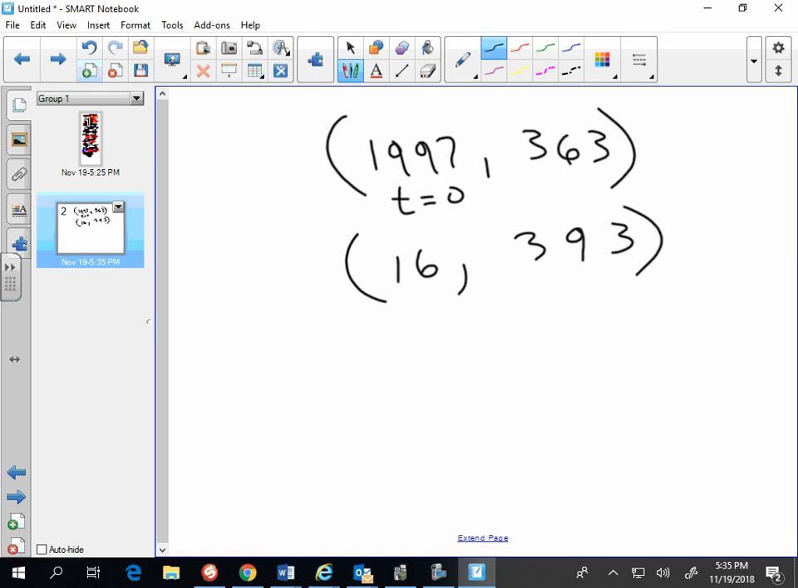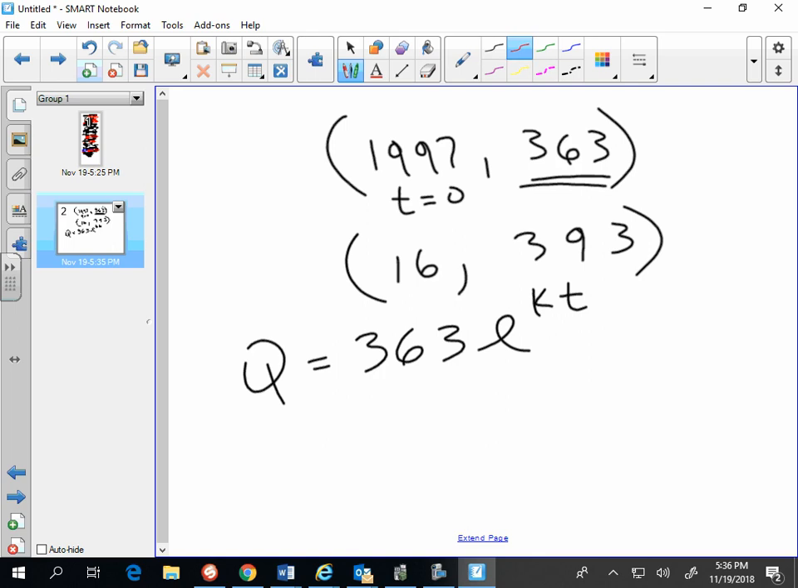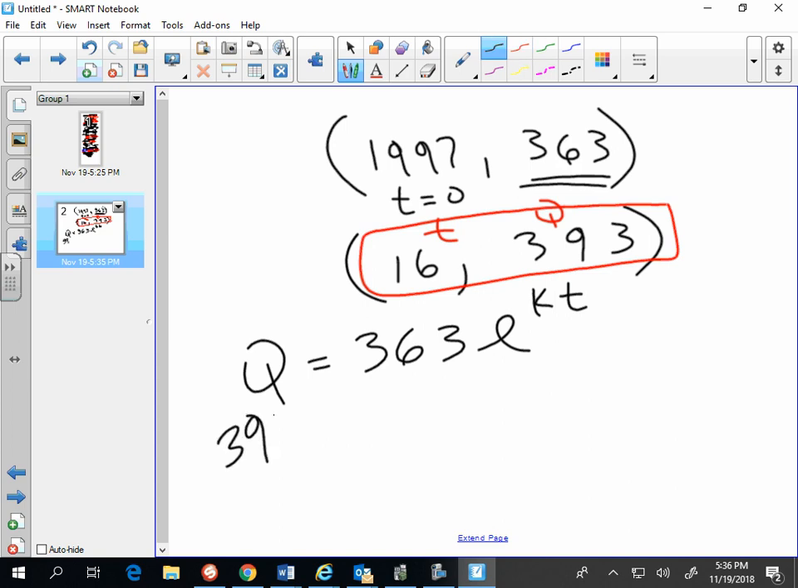Okay, so let's build an exponential growth model because that's what all the data seems to suggest is happening with carbon in the atmosphere. I'm going to start by plugging in my initial amount. So we've got Q equals 363 e to the kt. And now I'm going to plug in this second ordered pair for time and quantity to help me find my rate. So I'm going to have 393 equals 363 e to the k times 16.